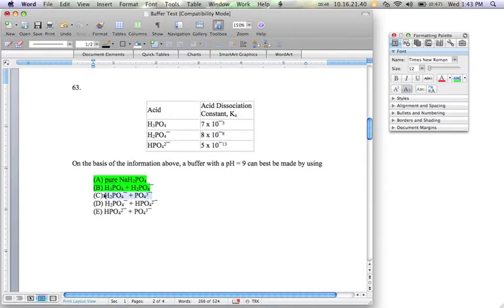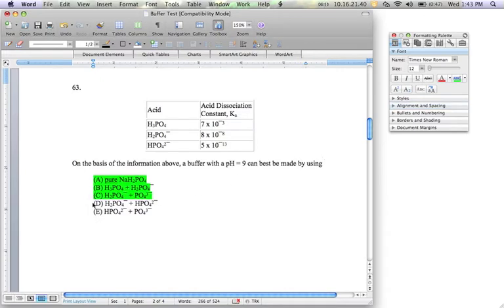Then we have this guy. We have dihydrogen phosphate ion, which has a Ka of 8 times 10 negative 8. Well, that 8 is really close to that 9, so I'm liking that. And then the other part of it is just the phosphate ion. Well, this is not the conjugate base of this guy. And so that is not the correct answer.